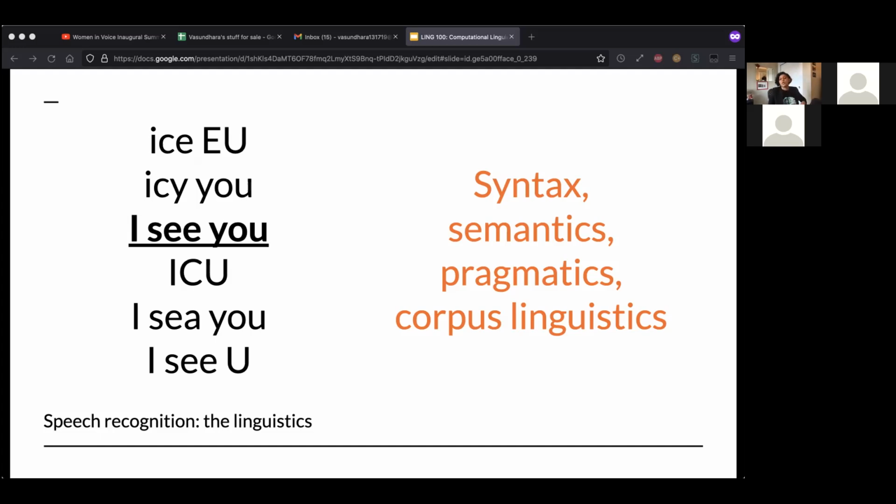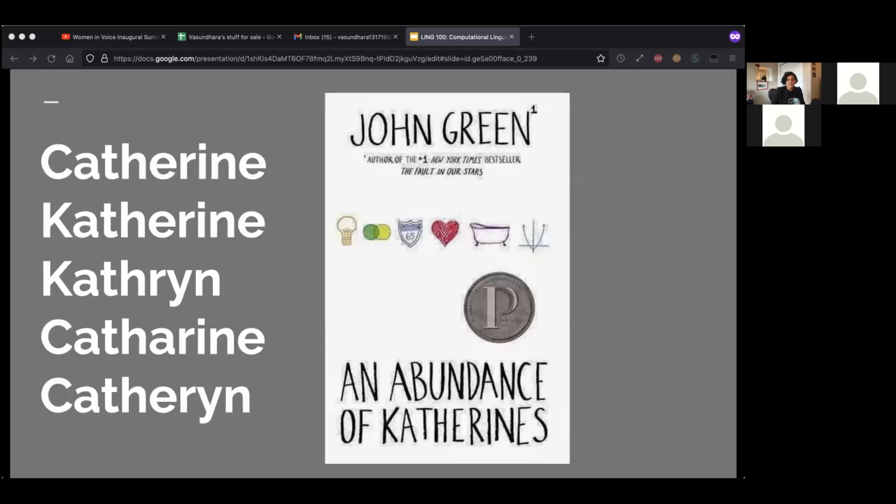And you can unmute if you want, or you can tell me in chat or whatever. But I guess here is an abundance of Catherines, like the John Green book that I've never read. I want you to tell me what is similar about all of these and what is different about all of these words that I've listed in a row. And there's really no wrong answers. All of this is meant to be very softball. I'm not trying to trick you or anything like that. So tell me what's common and what's different between these words.